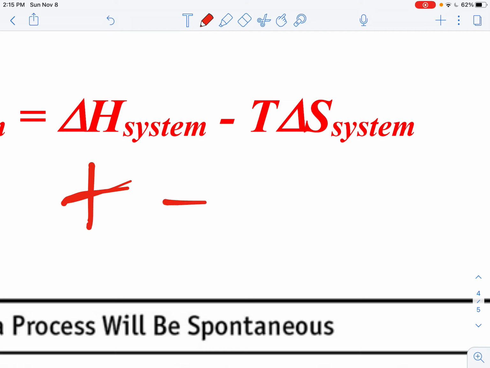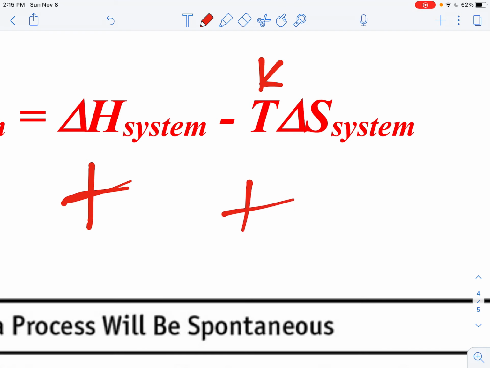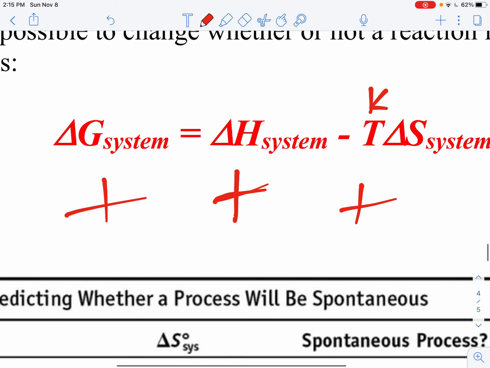And let me prove it to you. If I've got a positive delta H, because it's endothermic, and keep in mind that I'm then subtracting the product of two numbers here. T is always positive because it's Kelvin. And remember, the delta S of the system is negative because it is going towards more order or less disorder. Then what happens when you take a positive and multiply it by a negative? You get a negative. And then what happens when you subtract a negative number? Well, it becomes positive. And so consequently, I've got a positive and a positive.